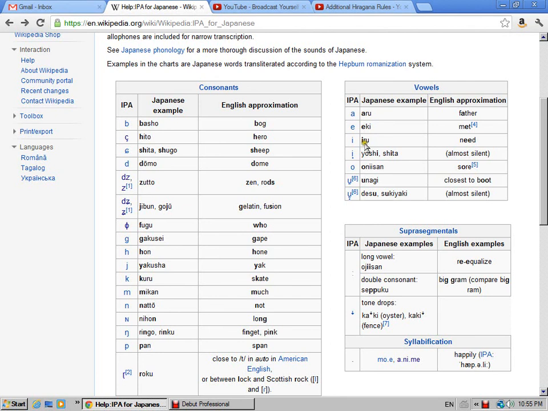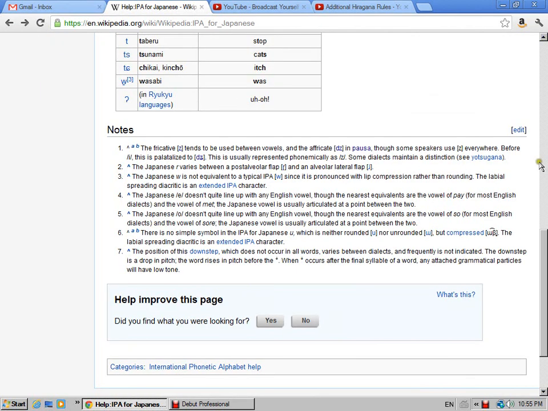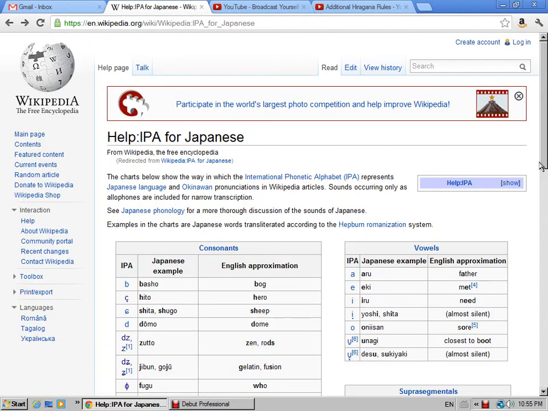So, okay, I made that take longer than it should have and longer than it needed to. If you ever want to look up this URL, it's right here, or just type into Wikipedia IPA for Japanese. And I hope that has been useful for you. So yeah, now you know how to pronounce Japanese properly.